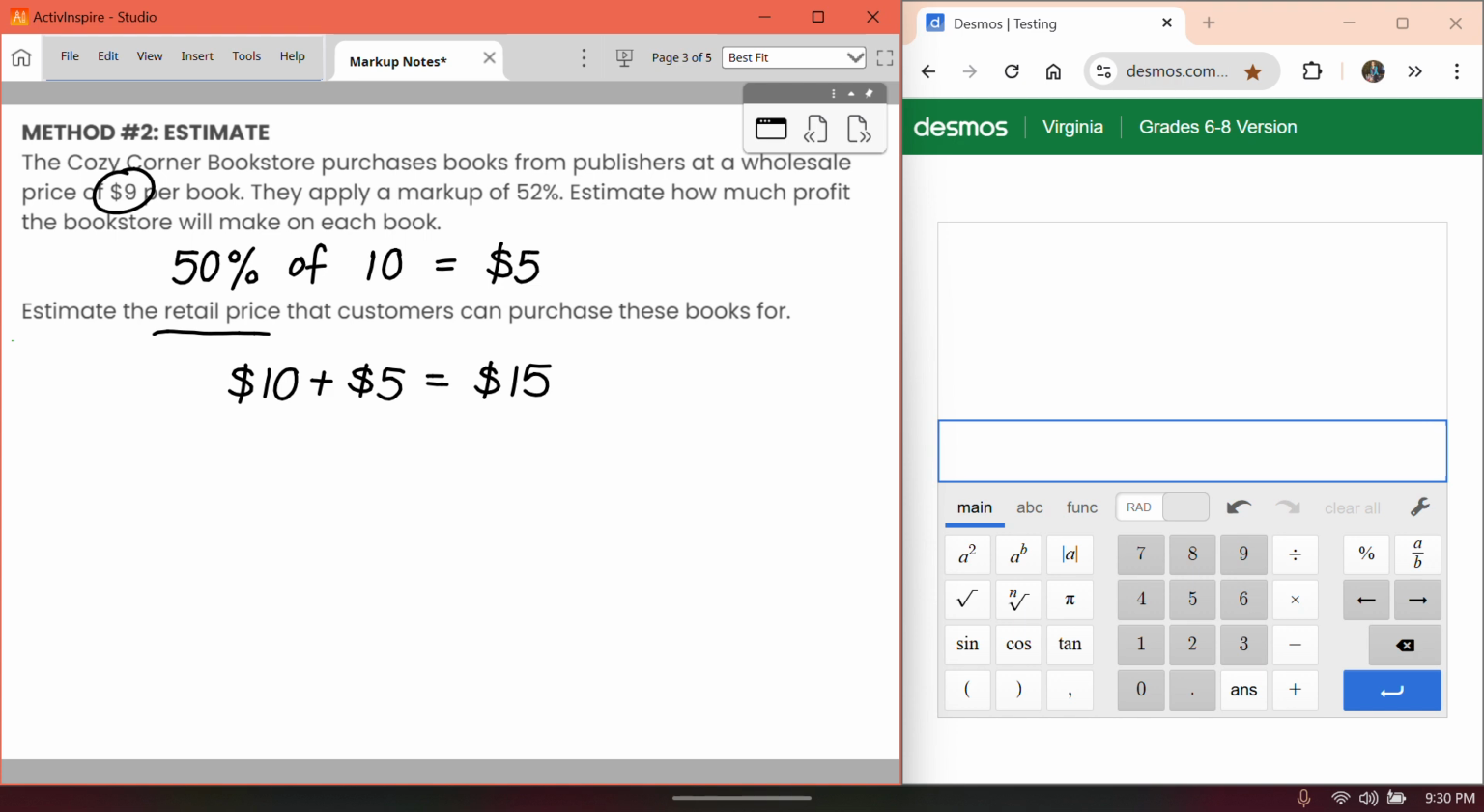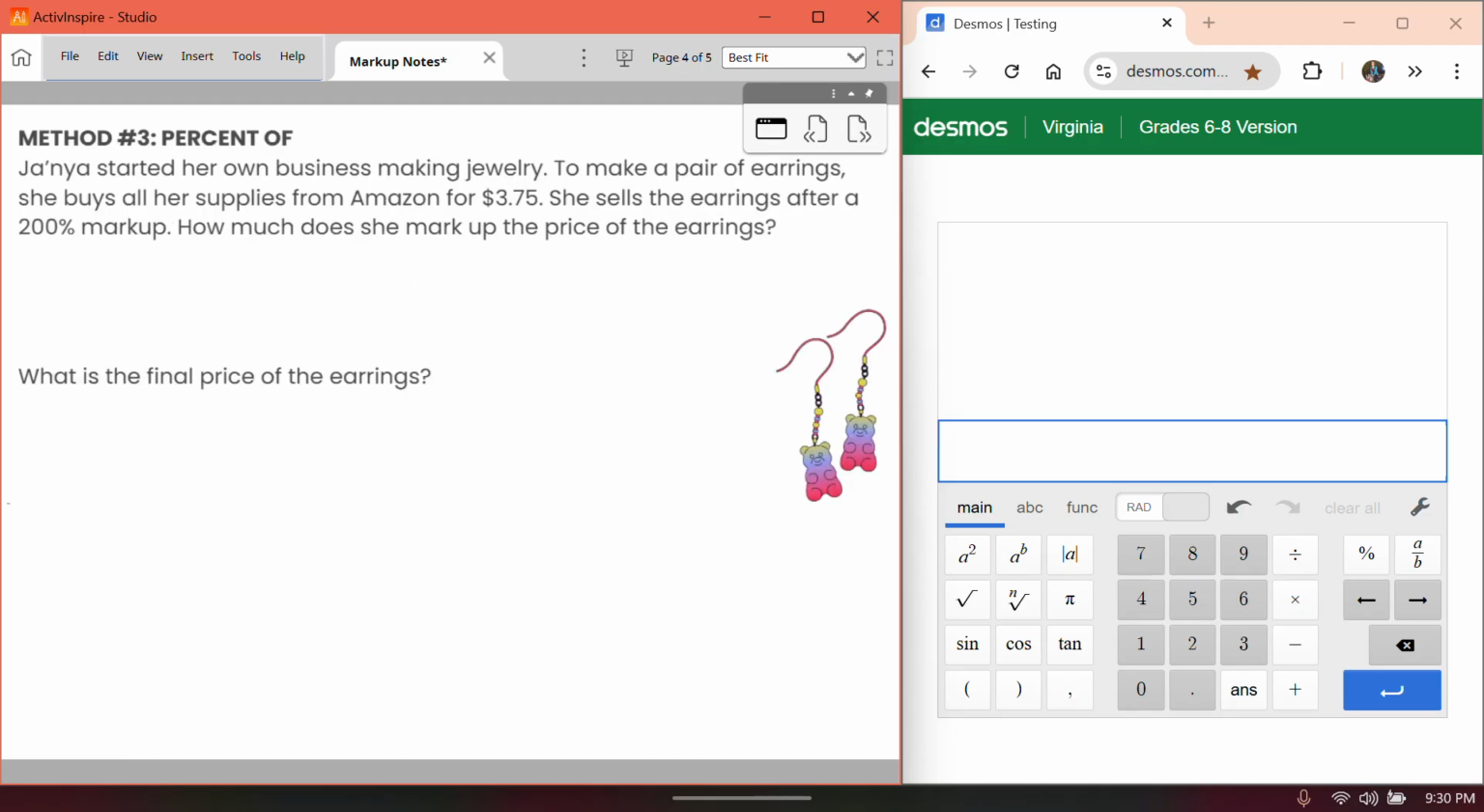Now that's not exact because we're estimating, but I can do all of that in my head or on paper really, really quickly without using Desmos. So that's why I like estimation. It's not perfect, but it is a good estimate. All right, now the next two are going to be exact. They're more straightforward. They go into Desmos, and that is using a percent and using a decimal. So let's do the percent one.